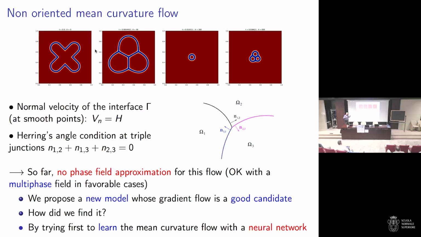But of course, we want it to be compatible when it's possibly compatible. So how did we find this flow? By trying first to learn the mean curvature flow with a neural network.